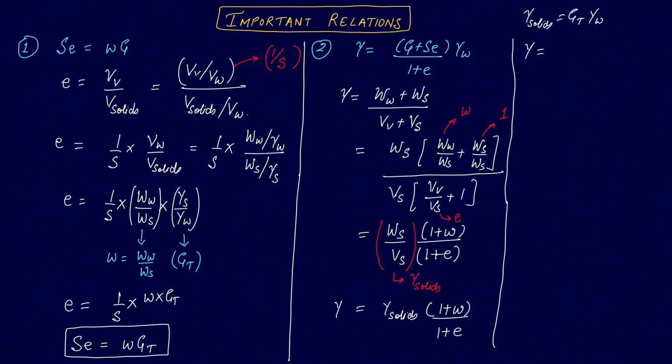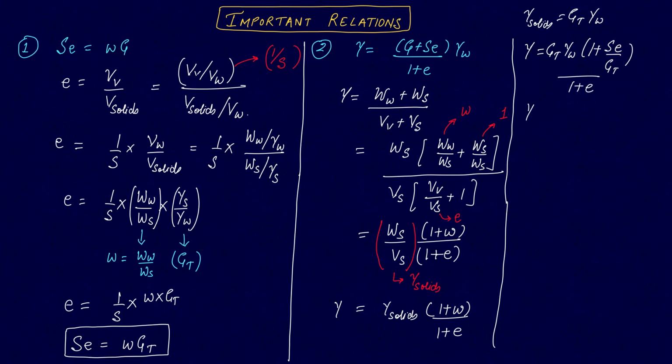So here what I am going to write down, instead of this gamma solids, I am going to write down GT into gamma W. And instead of W, that is water content, what I am going to write down here is Se upon GT using this formula. Okay, so just put here that is Se upon GT divided by 1 plus E.